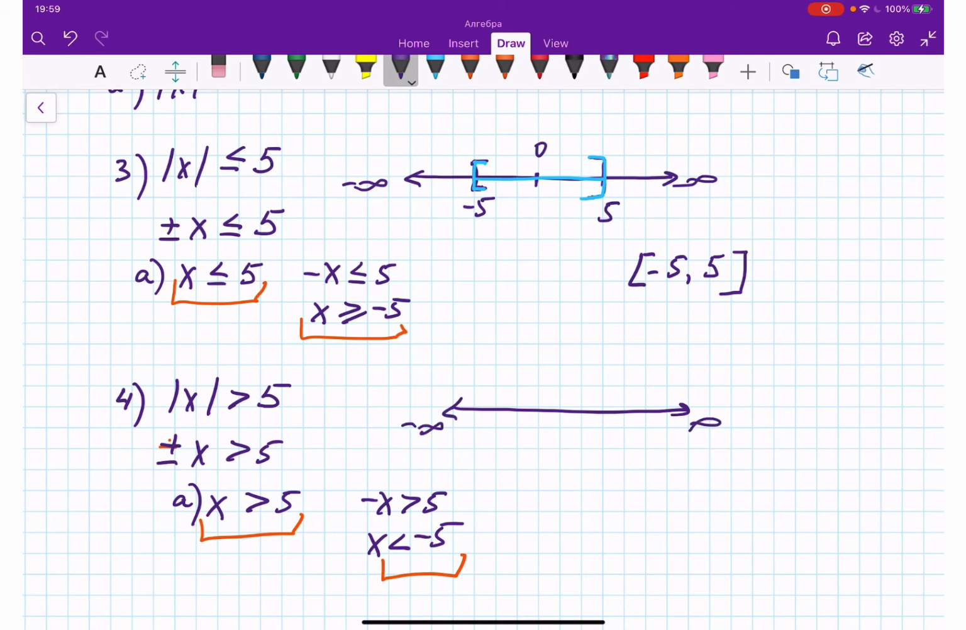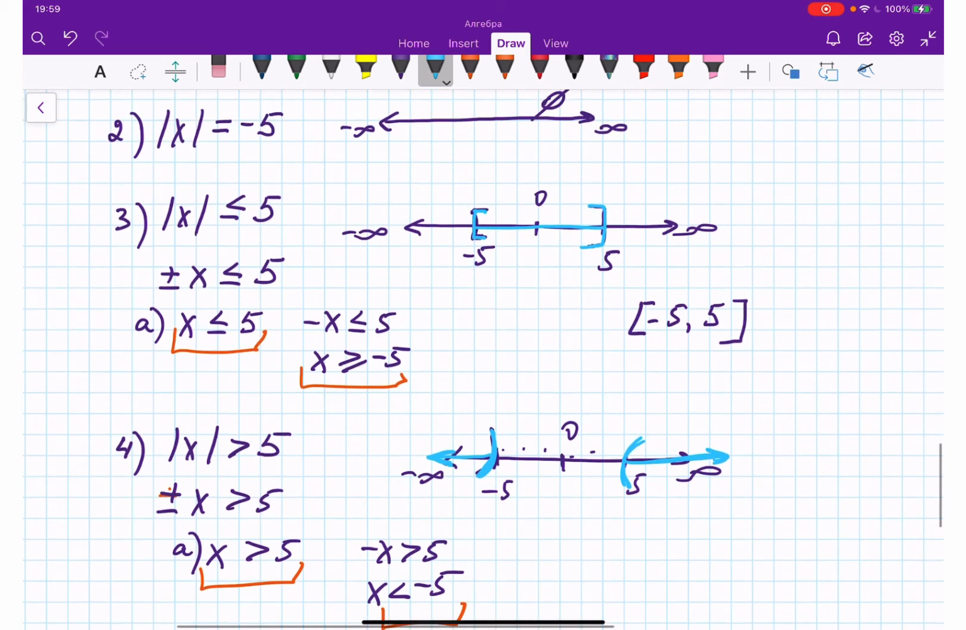Negative infinity, positive infinity. If this is my 0, 1, 2, 3, this is your 5. And 1, 2, 3, this is your negative 5. So we will have x less than negative 5, so it's going to be parentheses, because there's no equal sign. So it's going to be like this, and it will come to negative infinity. And greater than 5, it's going to be like this, and going to positive infinity.